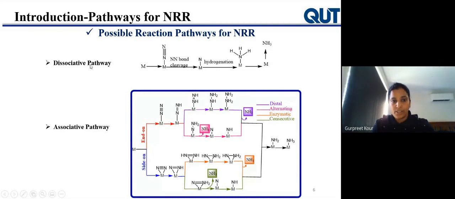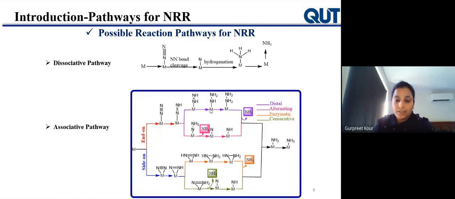And in addition to the dissociative pathway, we have the associative pathway, where the nitrogen can adsorb either in end-on configuration or in side-on configuration. In the end-on configuration, only one nitrogen forms a bond with the catalyst. However, in the side-on configuration, both nitrogens form bonds with the catalyst. And both of these configurations have two further different mechanisms. We have a distal mechanism, we have alternating, and here is enzymatic, and this one is the consecutive reaction pathway.